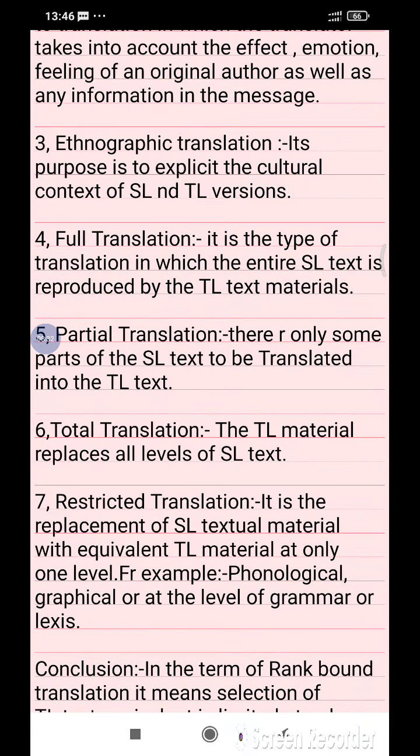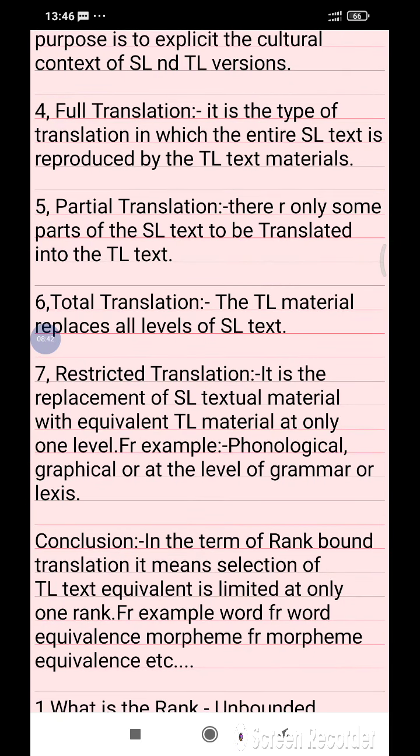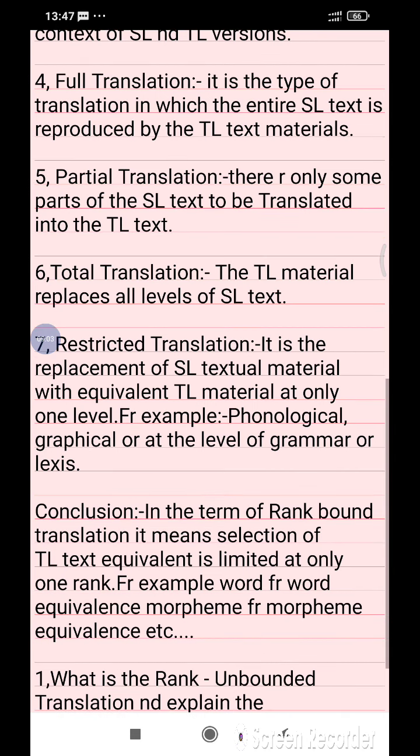Partial translation, there are only some parts of SL text to be translated into the TL text. Total translation, the TL material replaces all the levels of SL text. Restricted translation is the replacement of SL textual material with the equivalent TL material at only one level. For example, phonological, graphological, or at the level of grammar or lexis.